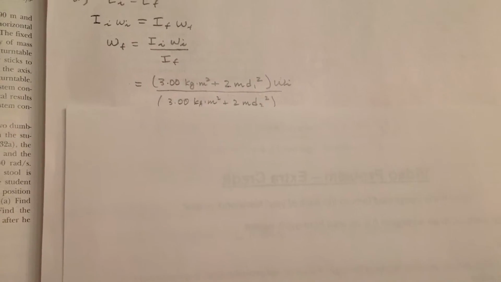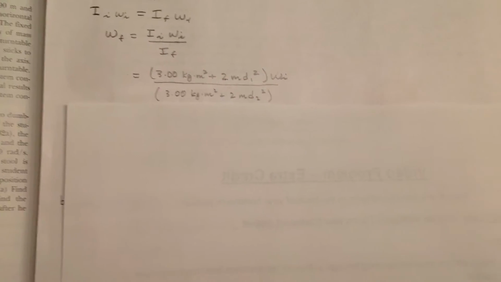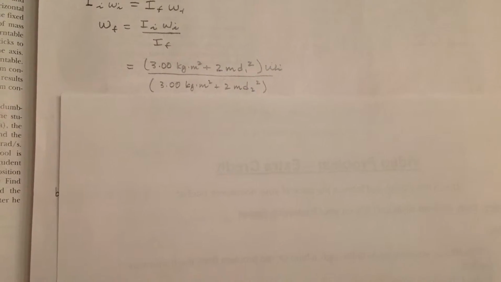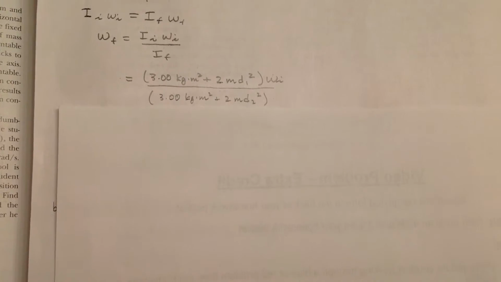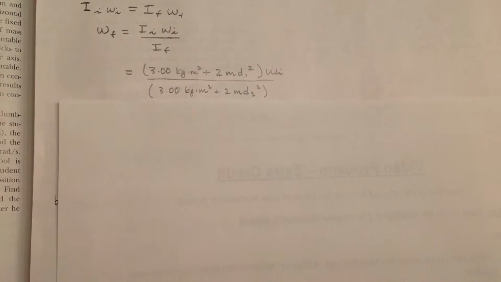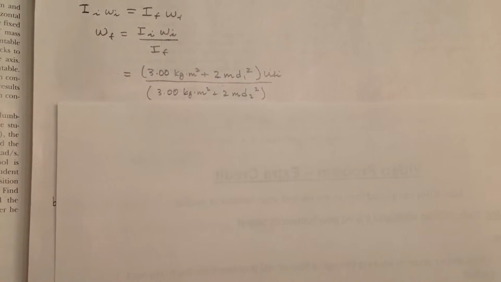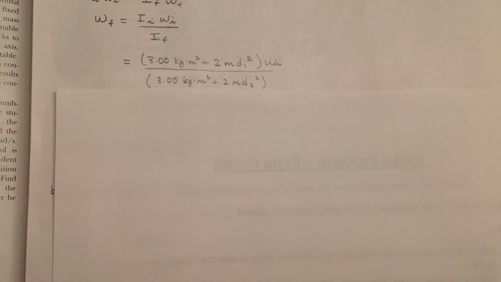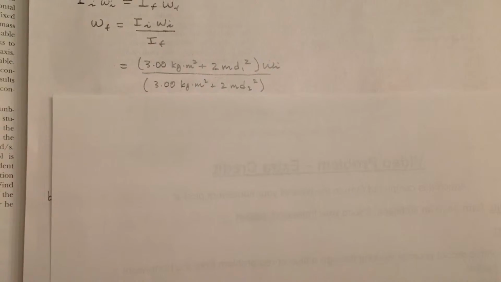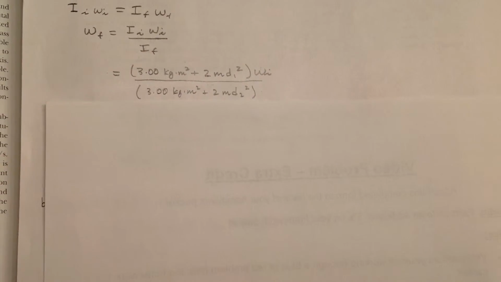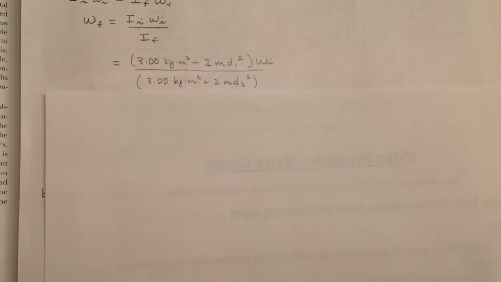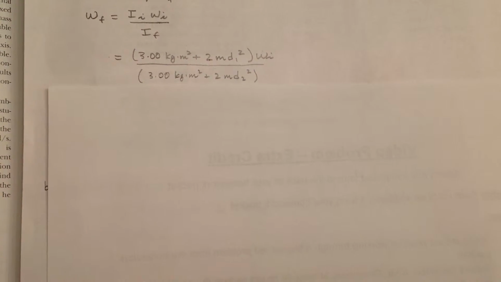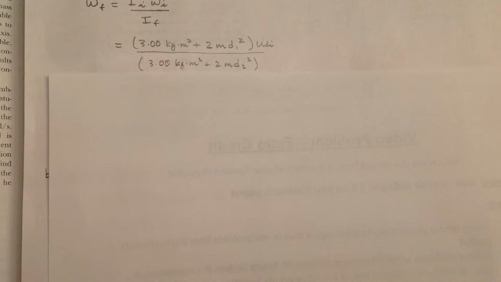And for your initial moment of inertia, you have the inertia of the student plus the stool, which is 3.00 kilograms times meters squared. And then, due to the parallel axis theorem, you have to add the inertia of the two dumbbells. And from the parallel axis theorem, you get that the moment of inertia of the two dumbbells is equal to 2md1 squared. And you multiply that by your initial angular speed, and divide that all by the final moment of inertia.